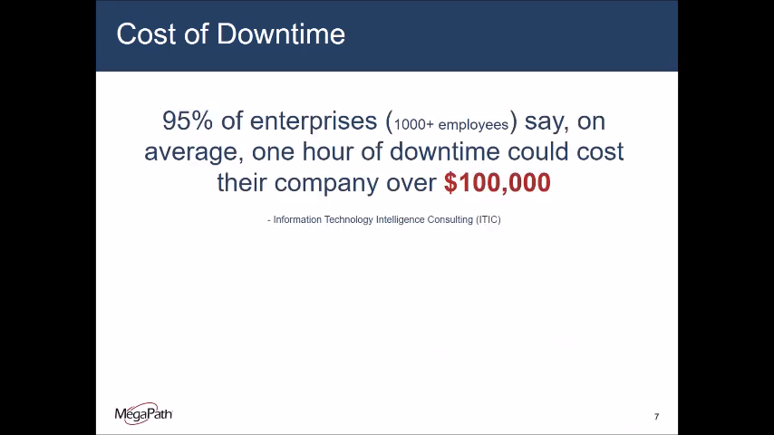So in the largest of organizations, 95% of them say on average an hour of downtime, just an hour, could cost their company over $100,000. So what does that equal if you're talking about a whole day of outage? Obviously, this is a very large organization. Many of the companies you're working with are a bit smaller, but still, think of having to figure out for themselves if their sales are $10,000 a day. What does that day cost them, or what does a half day of outage cost them?